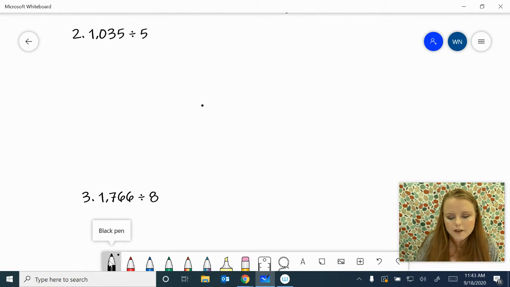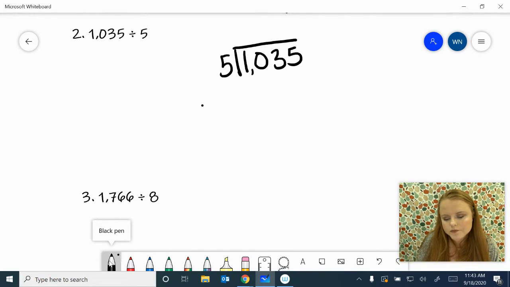1,035 divided by 5. Let's write it out. 1,035 divided by 5. So if I'm looking at my place value, I see that 5 can't go into a 1. 1 can't be divided by 5. So I know there's not going to be anything in that thousands place. It's very important to keep things neat and orderly when you're dividing. Otherwise, you're going to have numbers everywhere and confuse yourself.